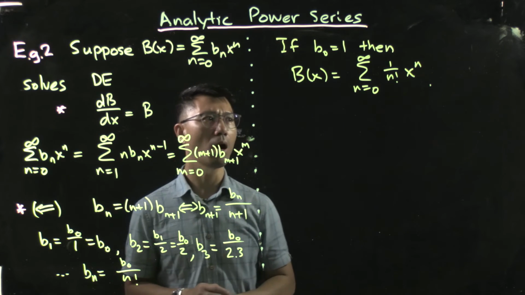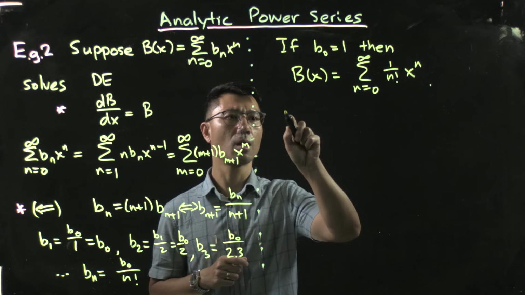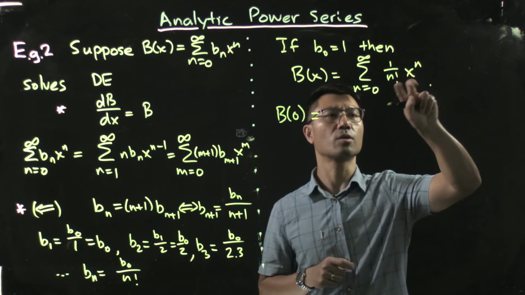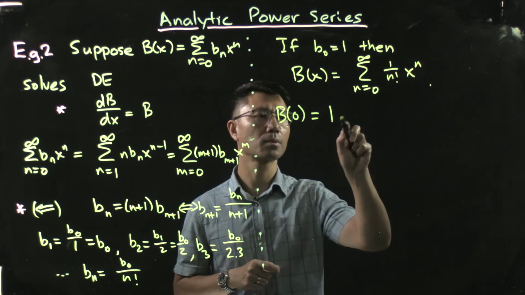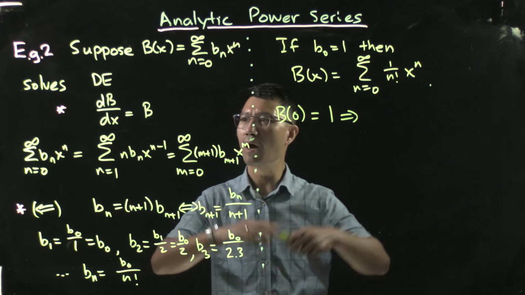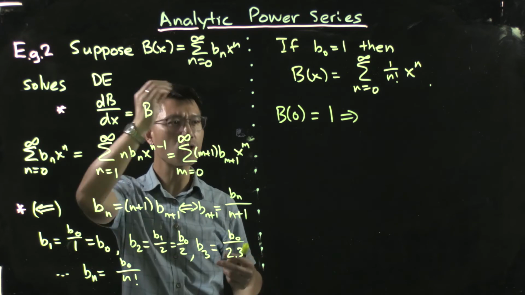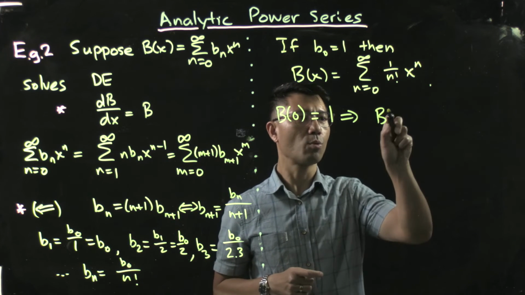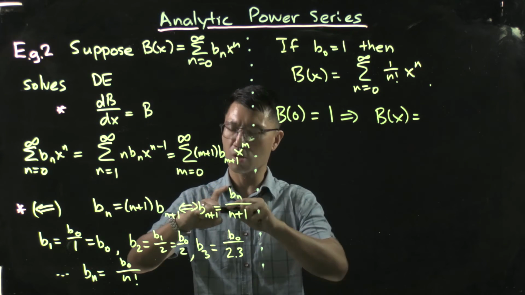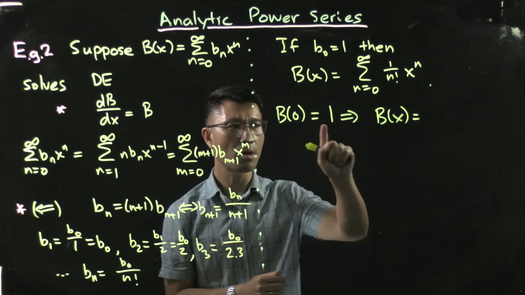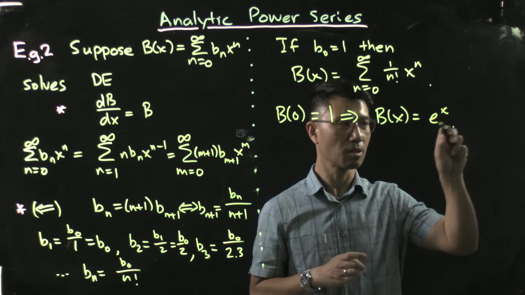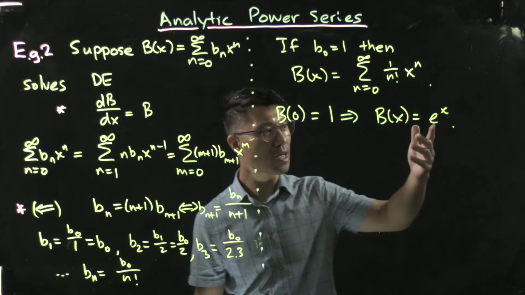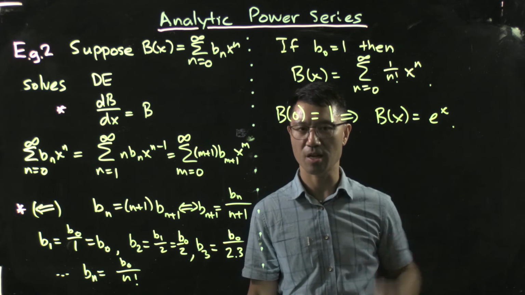And in this case, what's the constant term? b of 0, when n equals 0, is 1 on 0 factorial, so this is equal to 1. So it looks like we have a solution to this differential equation such that b of 0 is equal to 1. And we know that the solution to this differential equation, whose value at 0 is 1, is just e^x. So now we have a new power series, and it turns out that this equals the exponential function e^x.